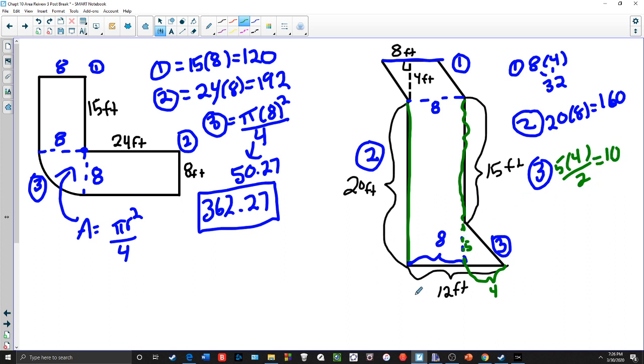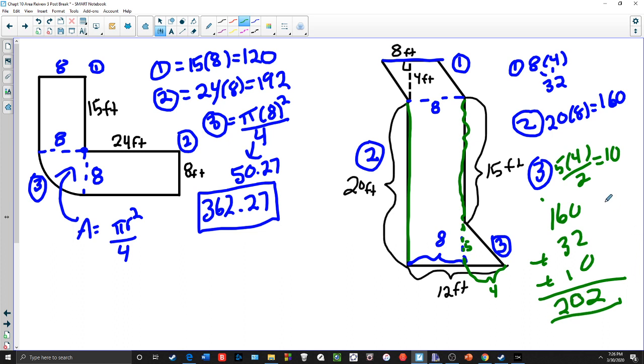So again, use the other shapes to help you figure out the missing pieces of your third shape or second shape. So now you add together 160 plus 32 plus 10, which would give you 202. Assuming I didn't misadd or anything like that. So again, use the other shapes to help you figure out your measurements for the shape that you're on. Let's go ahead and continue out here.